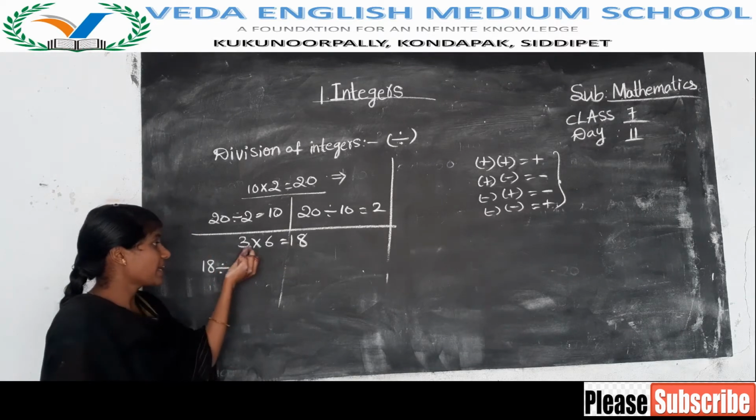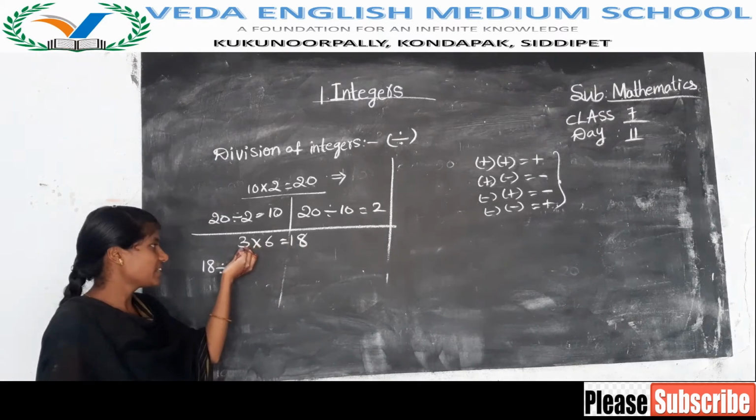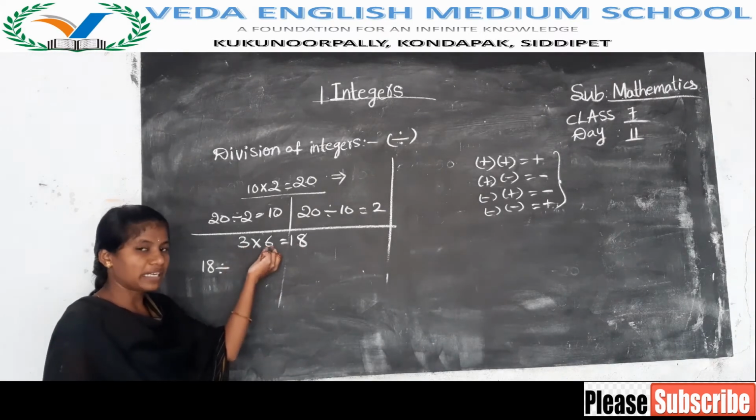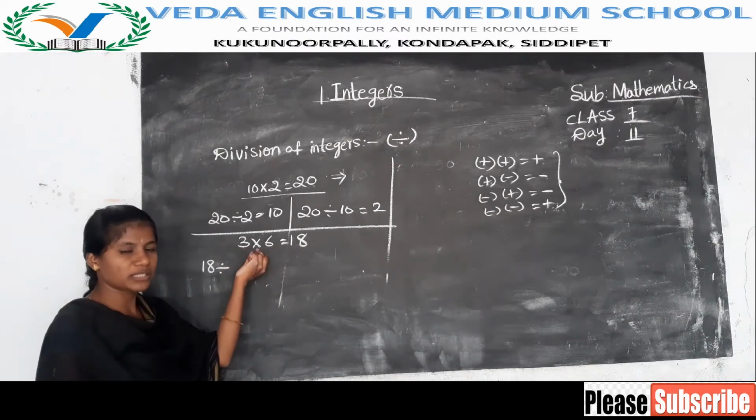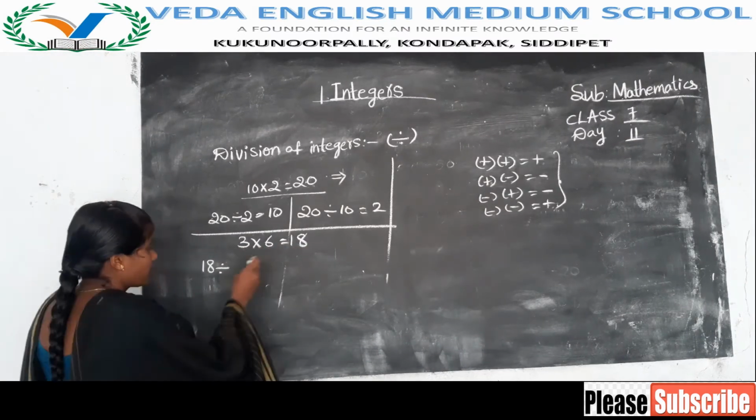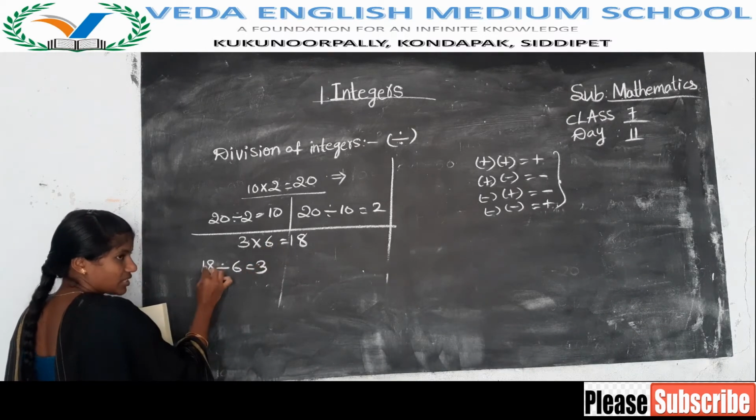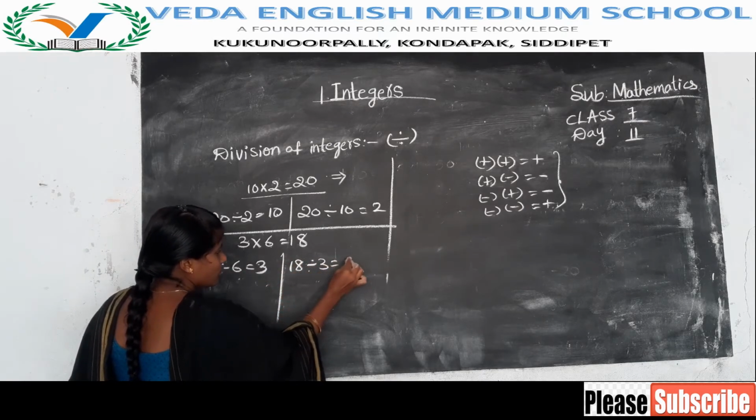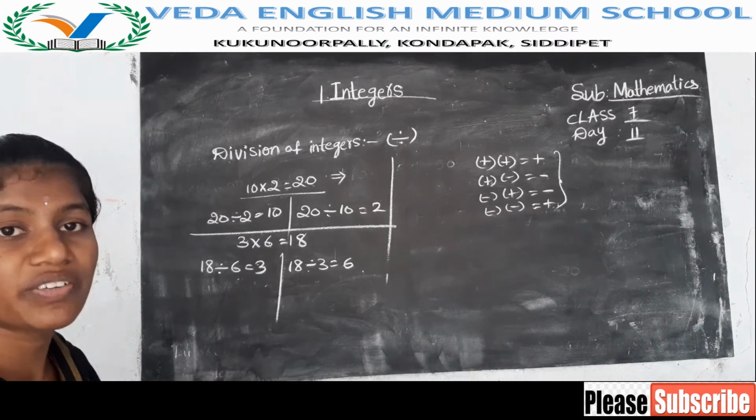Already we have learned multiplicand, multiplier, product. Now we are multiplying 3 with 6. So 3 is multiplicand, 6 is multiplier, 18 is product. Product divided by, first we take the multiplier: 18 divided by 6 gives 3, it is one division fact. 18 divided by 3 gives 6, it is one division fact. Like that, by using one multiplication statement, you can find two division facts.